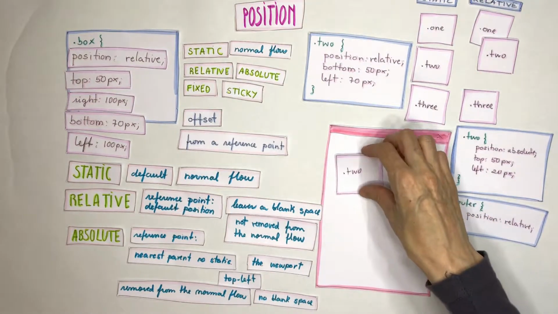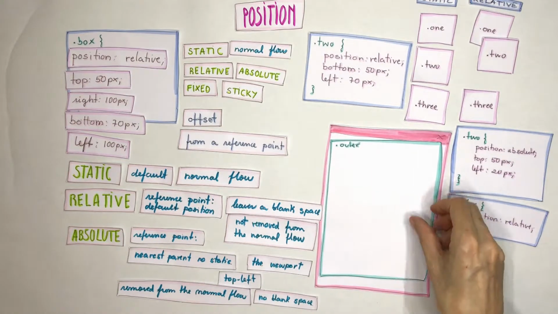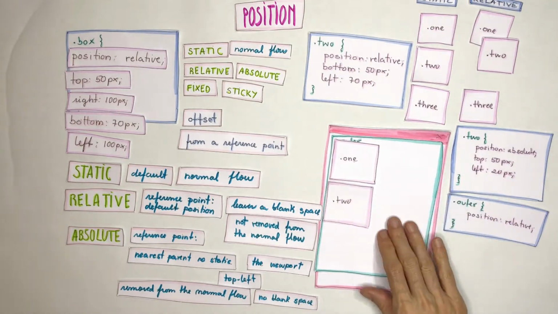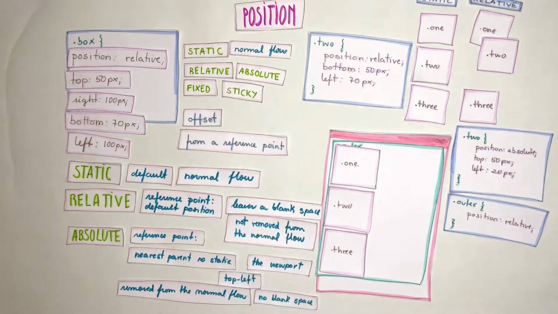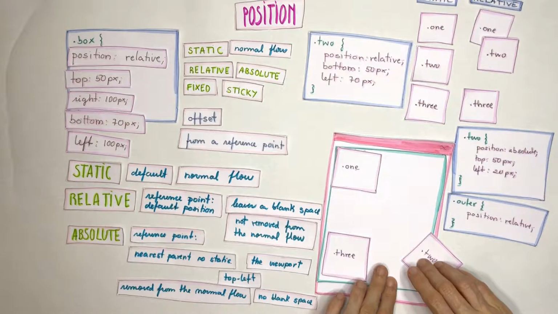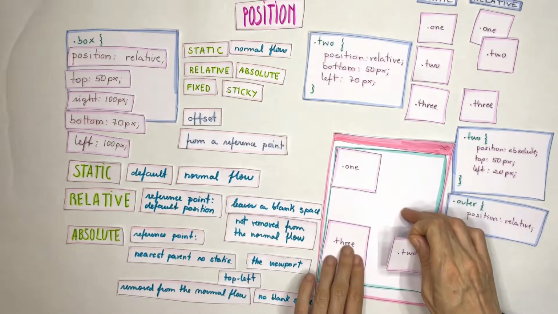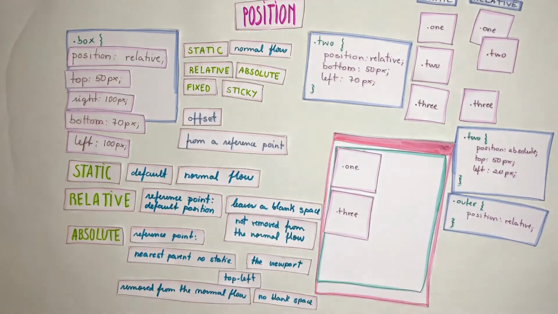Let's add back the outer element and see how position absolute behaves. Let's see it with the same set of elements we saw before. The element with position absolute is removed from the normal flow, and consequently the elements that are placed after it in the DOM are also moved to occupy the space left by that element.